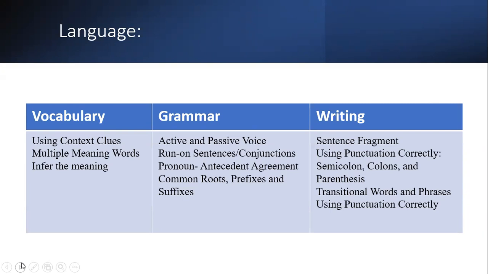Transition words and phrases. This is very important. I don't just want you to use transition words such as moreover, for instance, to add, furthermore, on the other hand, consequently; I also want you to understand when to use them appropriately within the context. A video has already been uploaded on the unit resource page on how to use appropriate transition words. Using punctuation correctly goes under the scope of using all the punctuation marks correctly: full stop, question mark, exclamation marks, apostrophes, etc.